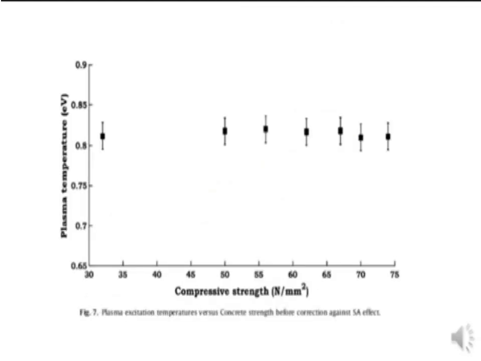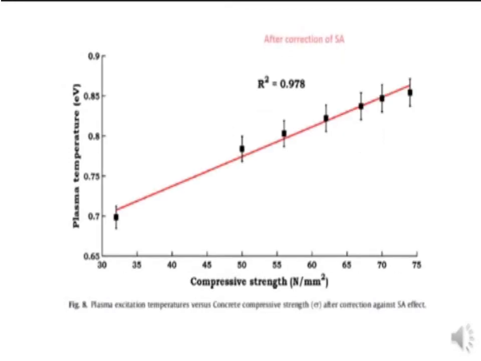In this slide, we draw a relation between the plasma temperature we calculated from Saha-Boltzmann and the destructive compressive strength. In this figure, this relation is before the correction of self-absorption, which means that there is no relation between the plasma temperature and the compressive strength, as shown in the figure. But after the correction of self-absorption, there is a linear relationship between plasma temperature and compressive strength, as shown in the figure, with very high accuracy, R square equal to 0.978.